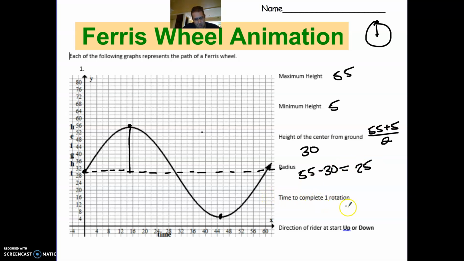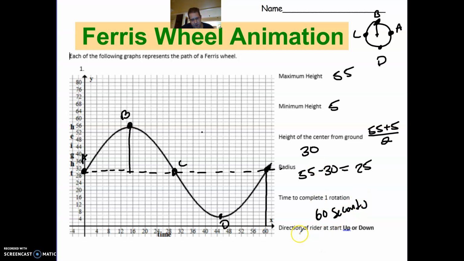And the time it takes to complete one rotation: here's the starting position, right here. Here's after you've gone 90 degrees, which is the highest point. Then you come back to the same height, which is here. So if I call this location A, this is location B, and this is location C. Then this would be location D, which is at your lowest point. And then you come back up here to position A again. So that's the same height, which means you completed one full cycle. So that takes 60 seconds.